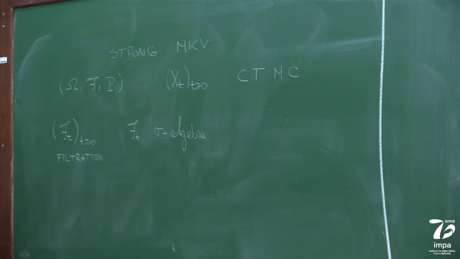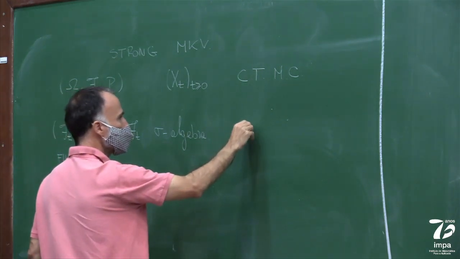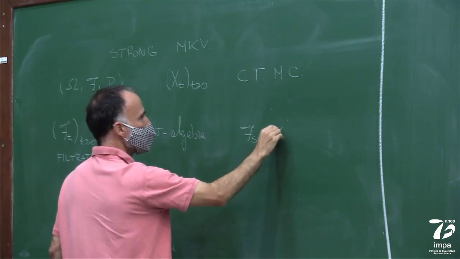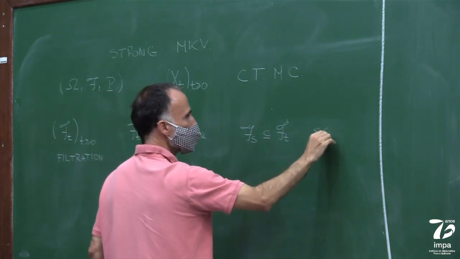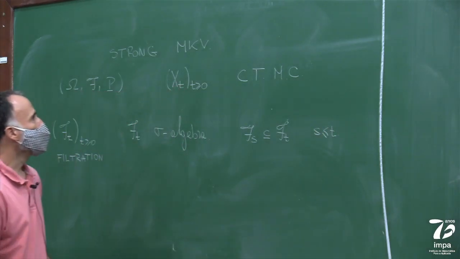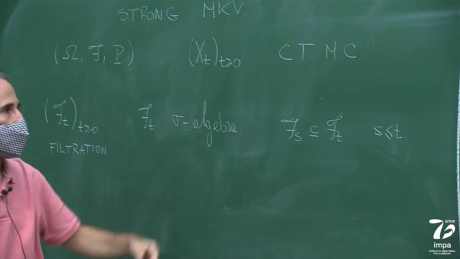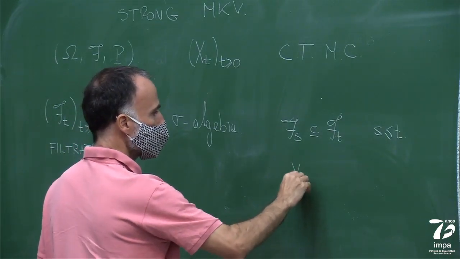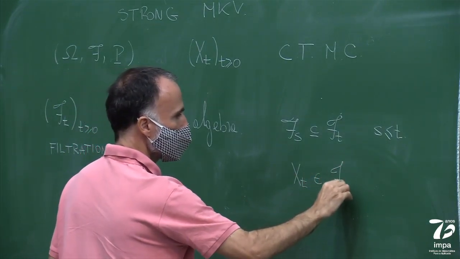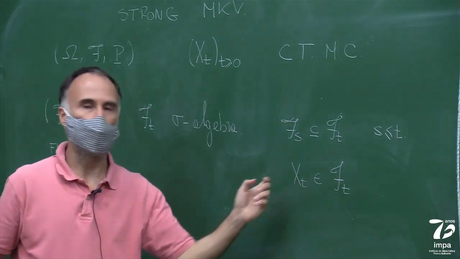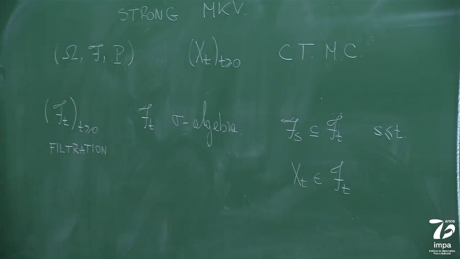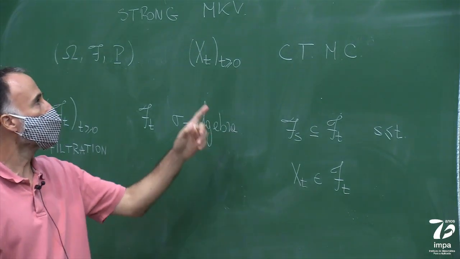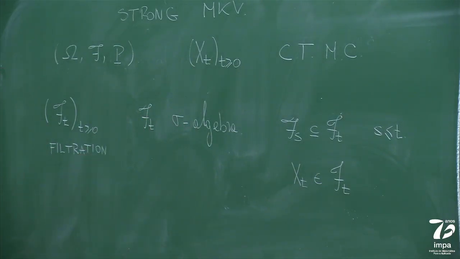So it's a sequence of sigma algebras, and they are increasing. So F_s is contained in F_t if s is less or equal than t. And I am assuming that X_t is F_t measurable. So X_t for all t is F_t measurable. This is what I mean by that. Okay. So this is the context, and I'm assuming that X_t is a continuous time Markov chain with respect to this filtration.